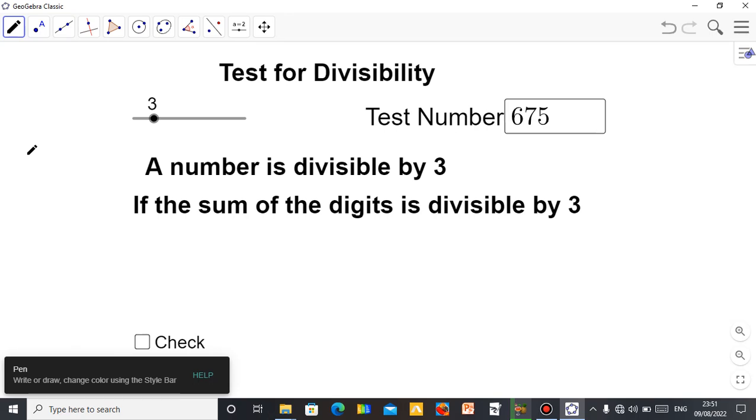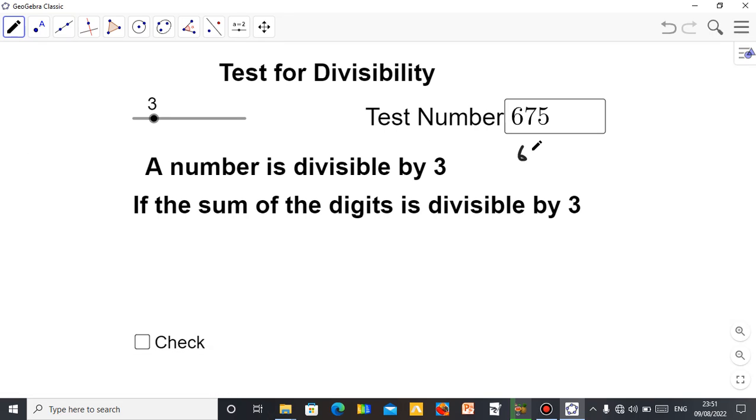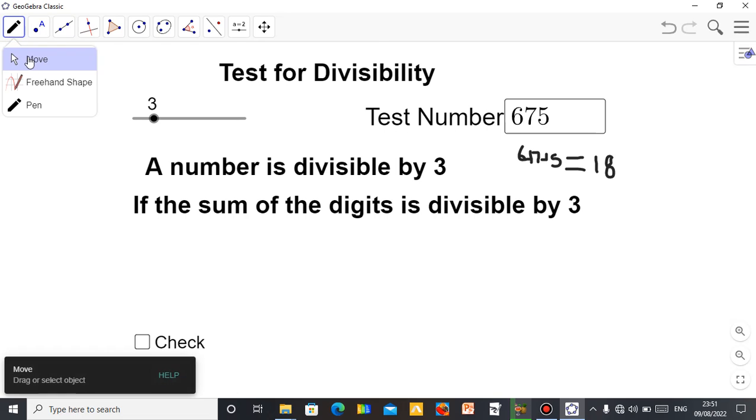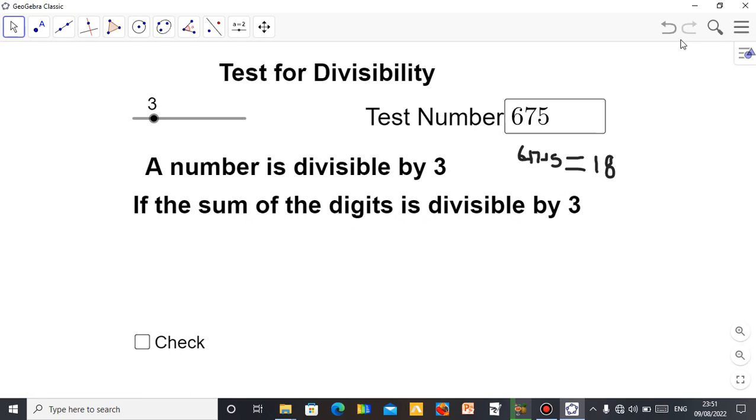That means you add these 3 digits in the number, that is 6 plus 7 plus 5. If you add them, you get 18. So you have 18 as your answer. 6 plus 7, 13. 13 plus 5 is 18. So this number is divisible by 3. That is what I mean by this: if the sum of the digits is divisible by 3.